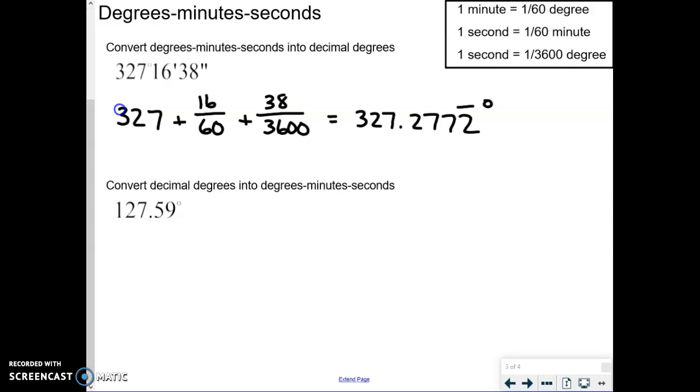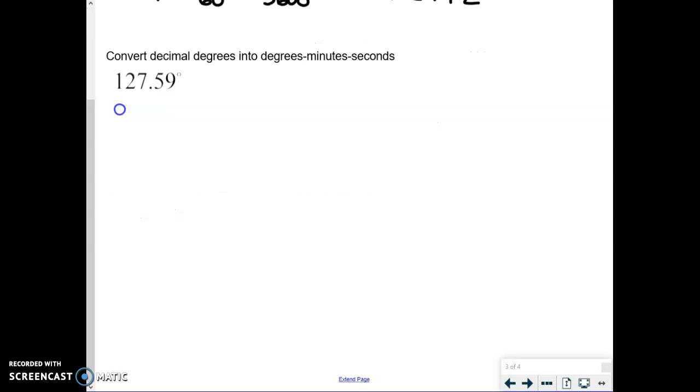So the next thing I have for you is, how do we go the other way? Well, again, we look at it from the standpoint of the comparison of minutes and degrees, and then we look at seconds to minutes.